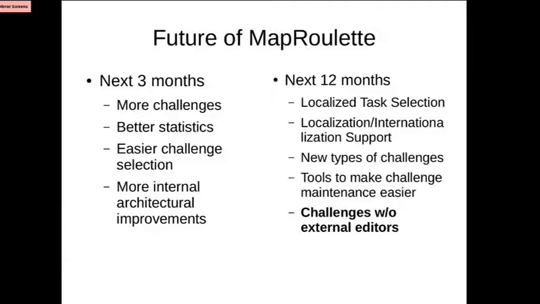So we want to make some architectural improvements. In the next 12 months, we want to do a whole lot of things like localized task selection, so tasks from your area. I want to do some internationalization, translation. That's a big feature that's been asked for a lot here. We want to prevent new types of challenges and make it easier to maintain. The biggest thing we want to add is that you no longer will need to fire up an external editor. And that's really the big feature that we want to introduce in the next year.